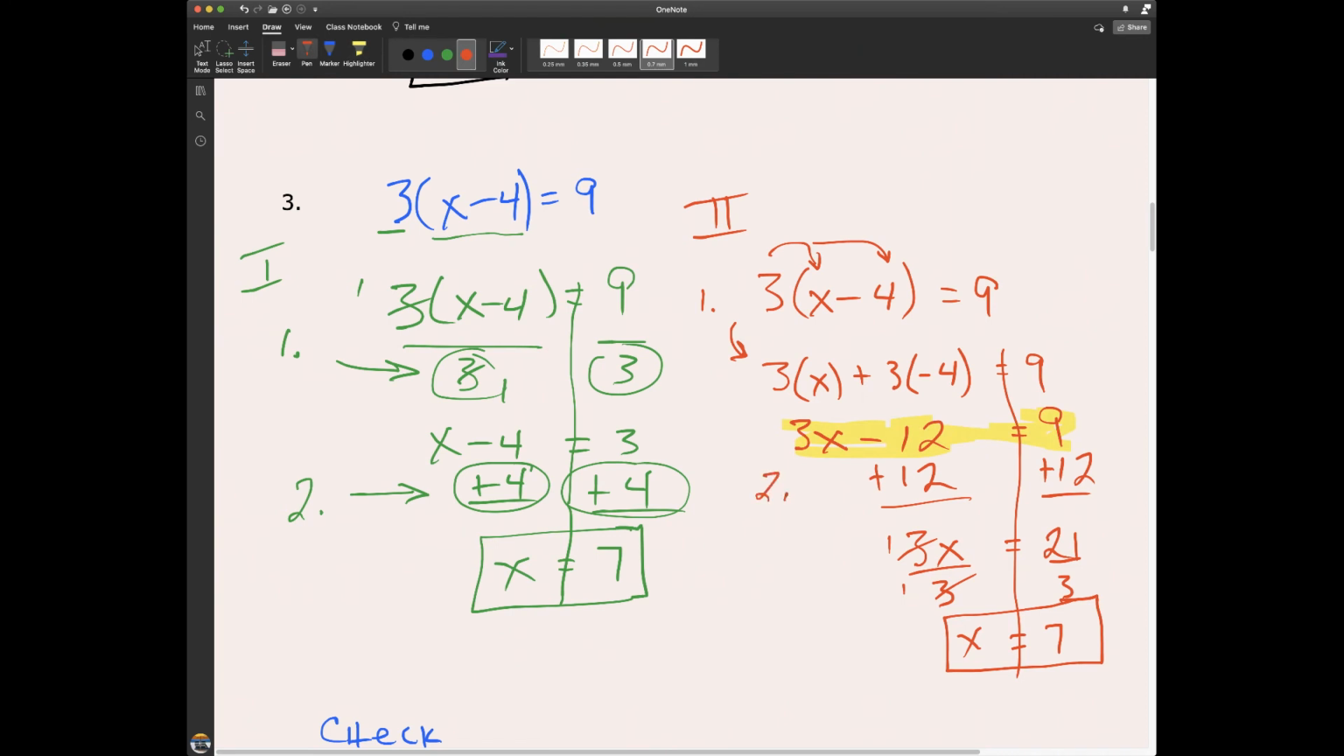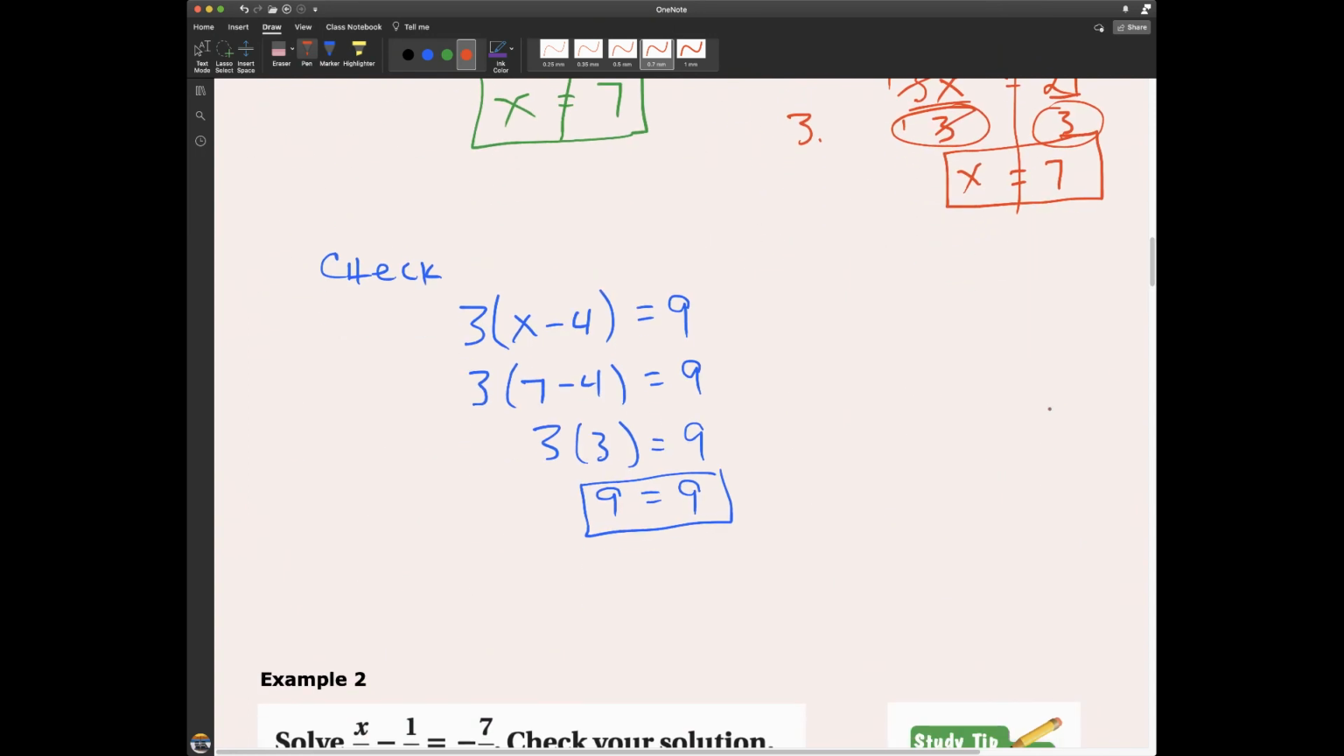The next step is to use the addition property of equality. That gets the 3x by itself on the left-hand side. And then I just divide both sides by 3 using the division property of equality, and I get x equals 7. So I get the same answer. Is this answer right? I check it. Sure enough, it is. I substitute 7 in there, and it works out.